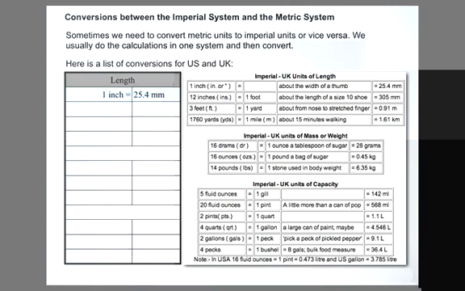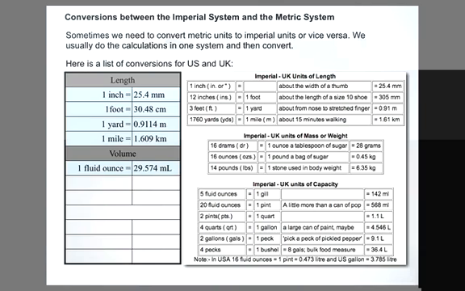1 inch is equal to 25.4 millimeters. 1 foot is equal to 30.48 centimeters. 1 yard is equal to 0.9114 meters. 1 mile is equal to 1.609 kilometers. And for volume, 1 fluid ounce is equal to 29.574 milliliters. 1 pint is equal to 0.473 liters. 1 gallon is equal to 3.785 liters.